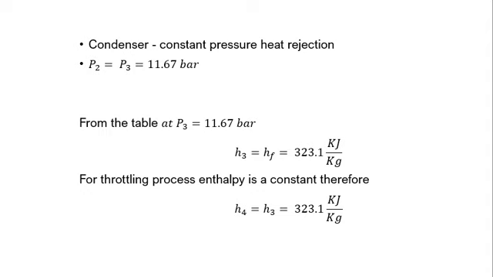As we know, in the condenser it's a constant pressure heat rejection. That means the pressure before the condenser and after the condenser is the same. So P2 is equal to P3, that is 11.67 bar as given in the question. Again, from the ammonia table, when pressure is 11.67 bar, we get H3 is equal to Hf, and that is 323.1 kilojoules per kilogram.